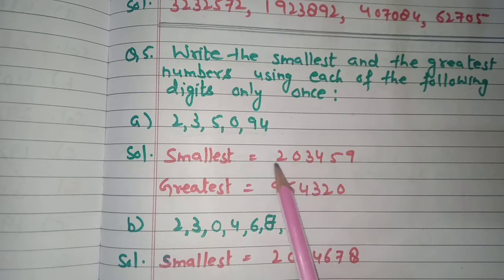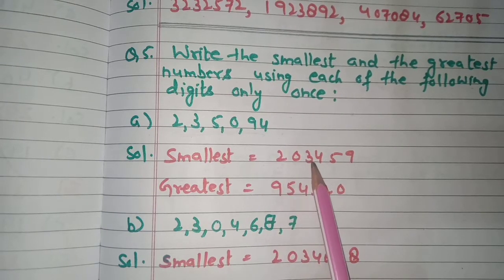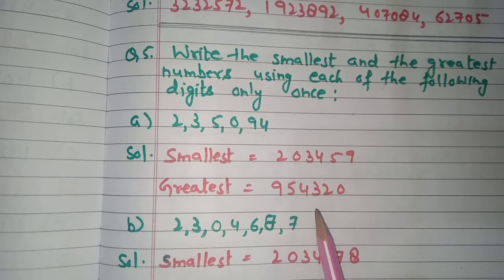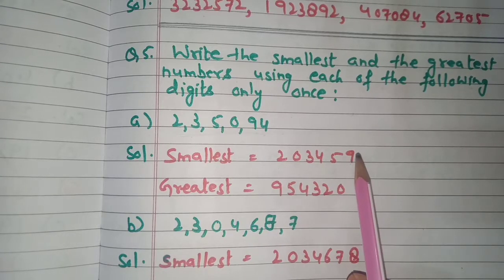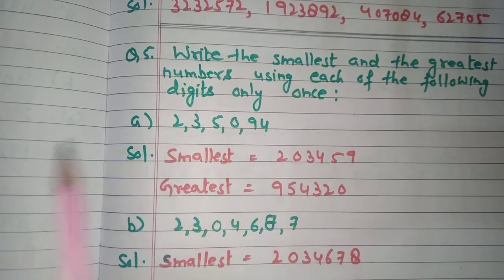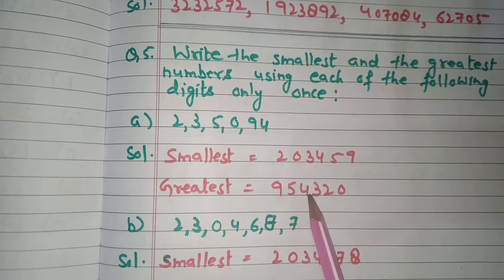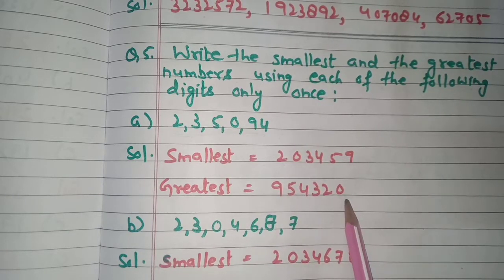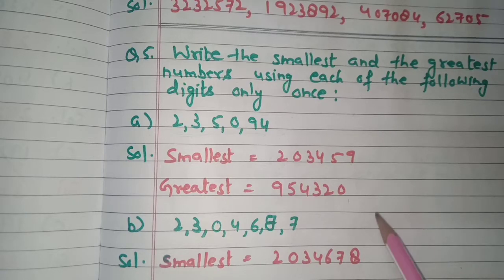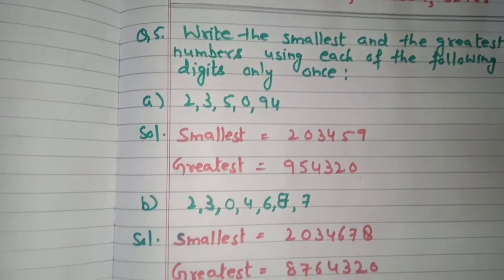So the number which is greater than 0 will come first and after that we have to write 0. So the smallest number will be 203459, and the greatest one will be, we will now just write all these digits in the descending order, that is 9, 5, 4, 3, 2 and 0. So this is how we can frame the smallest and the greatest number using the given digits.